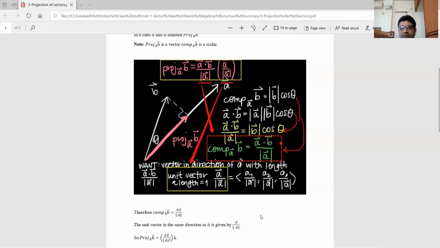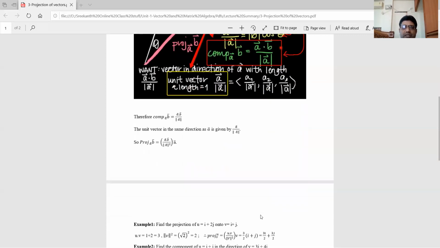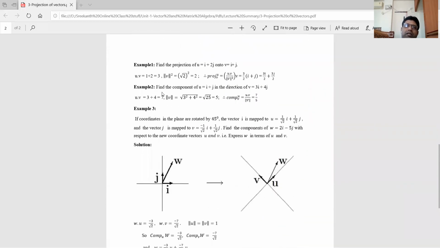Now we'll see some simple problems pertaining to this projection of vectors. So first we will see this one. He is asking, find the projection of U, what is U? I bar plus 2j bar, onto V equals I bar plus j bar. So I want the projection of U on V. So what is the formula? Projection of U on V, the formula is here: dot product of U and V by magnitude of V squared, multiplied with V.